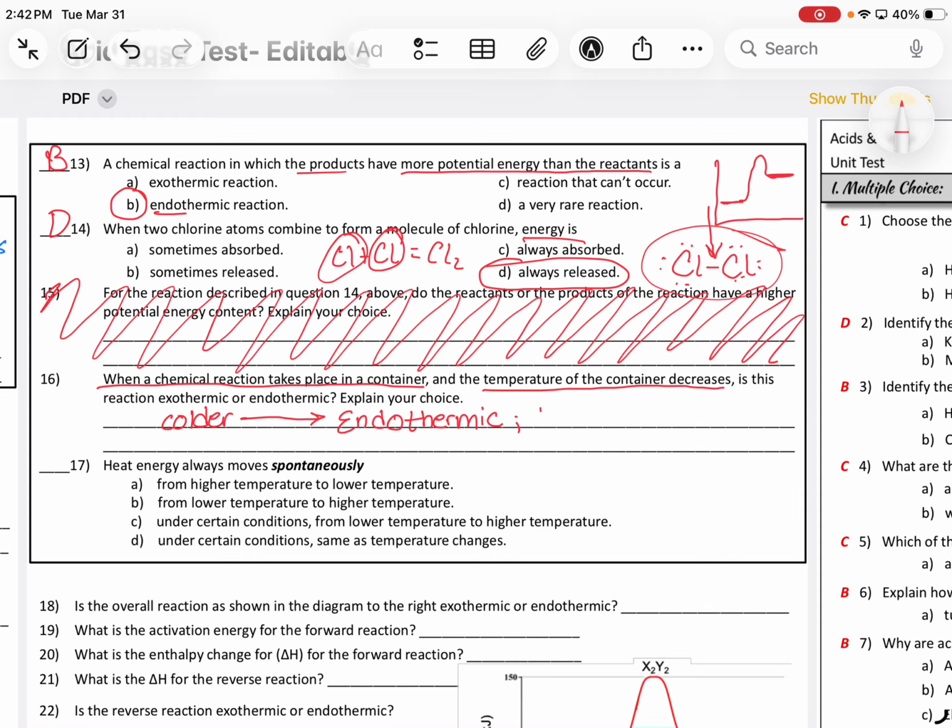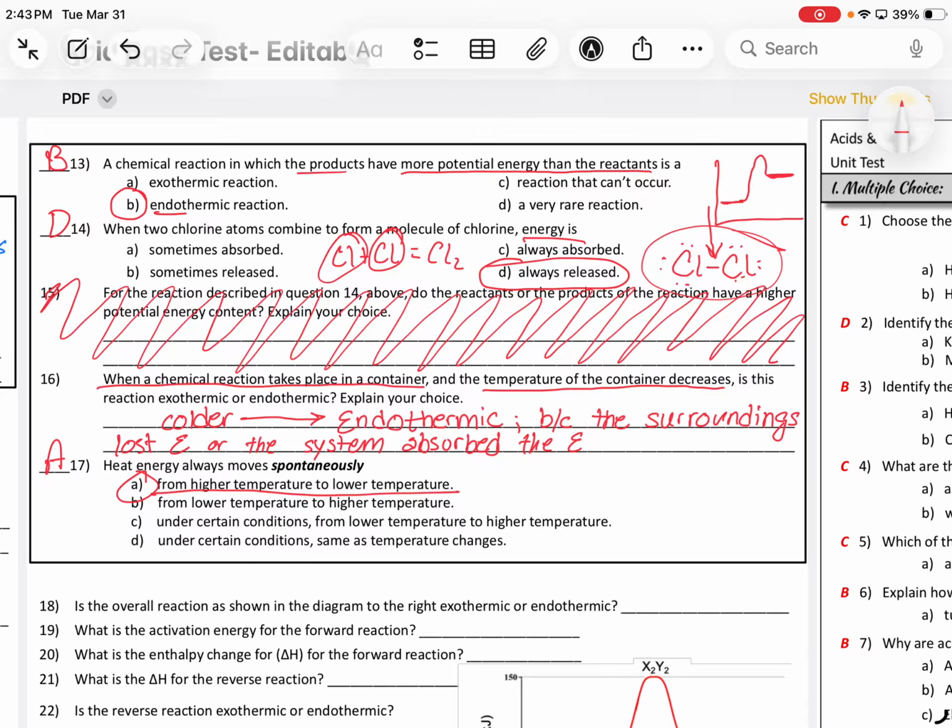Some explanations you could give: because the surroundings lost energy, or the system absorbed energy. Both of those are acceptable. Putting them together is dynamic, so I would recommend doing that. Number 17, heat energy always moves spontaneously. Spontaneously meaning this is its go-to default setting. Heat energy always moves spontaneously from higher temperature to lower temperature. A. From higher temperature to lower temperature.